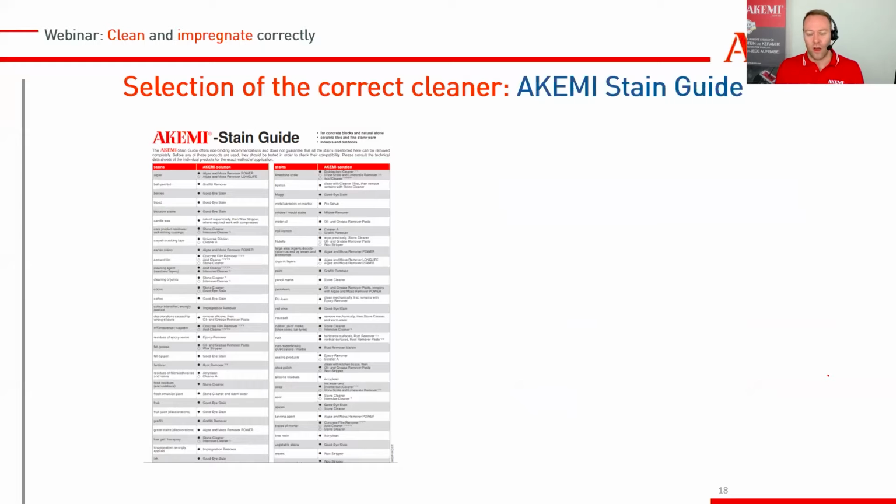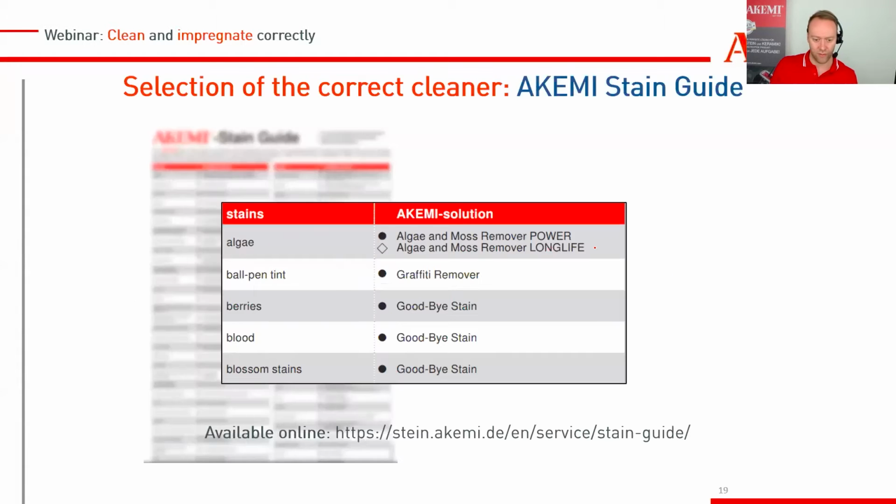Okay, and what is the best way to find the right product? First, we have the stain guide on our website. You can download it, print it out, or save it as a PDF. So here we have about 50 typical stainings on the left side, and then we always recommend the right product on the right side. I put here a little bit of zoom, a little bit close up. Here it's mostly Goodbye Stain, because this is all the organic stainings: berries, blood, blossom stains. So this can be removed really well with our Goodbye Stain.